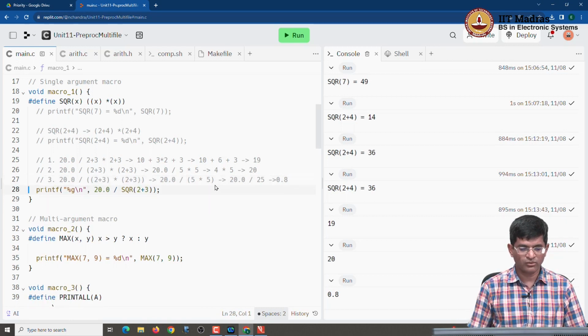So what we have seen, in other words, is that by putting a sufficient number of parentheses carefully, you should be able to get the correct value out of a macro that we have defined out here.